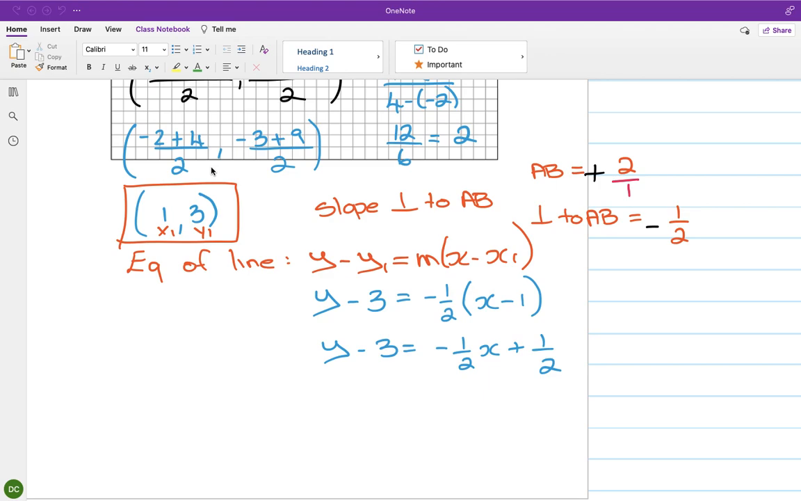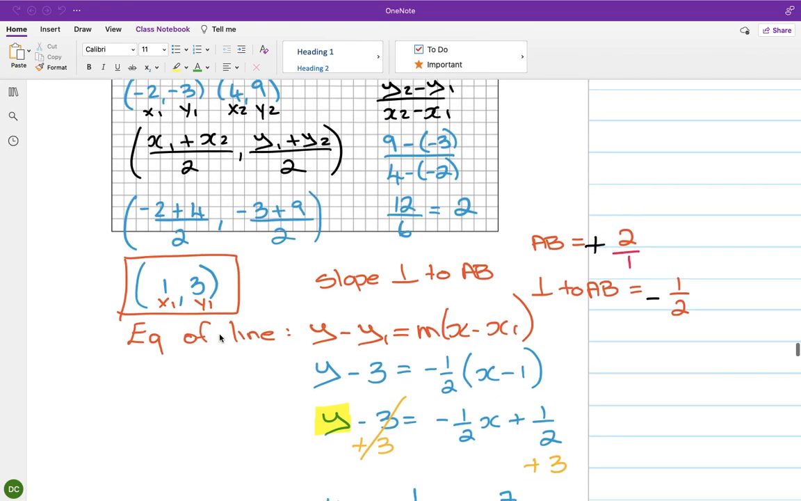And then I'm just going to isolate this here. So I'm going to do plus 3 on both sides and give it in the form y equals mx plus c. So that's y equals minus a half x. What's 3.5? 7 over 2, is it? So I'm adding a half and 3. So it's 7 over 2. Right, so that's that.